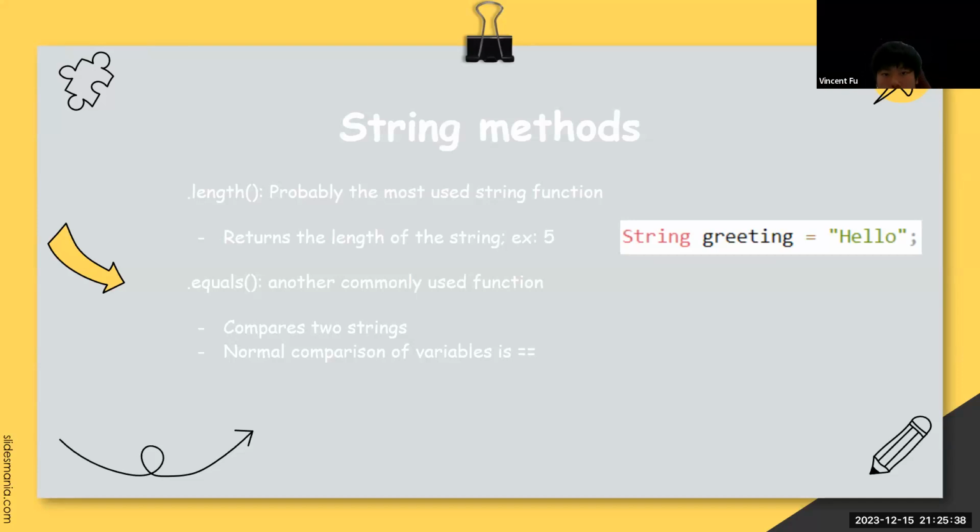Another function is dot equals. This one is a weird function because in Java, you're not allowed to compare strings using the double equal sign, right? Normal comparison of variables is double equals. Normally if you want to compare two numbers or two Boolean values, you can use equal equal, and that would allow us to compare whether or not variable x equals variable y, right? But for strings, we can't do that. For strings, we have to use the dot equals function in order to check if the two strings contain the exact same sentence or word.